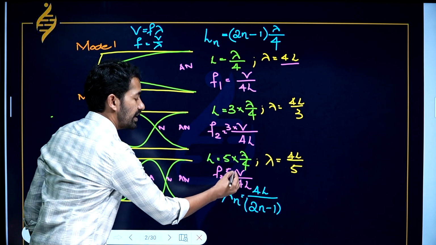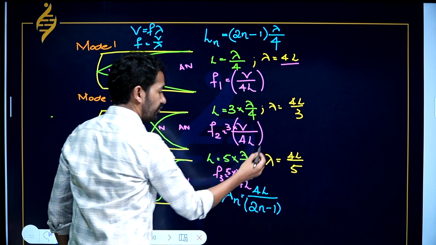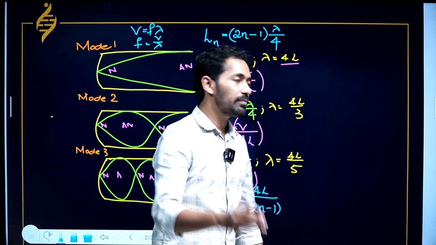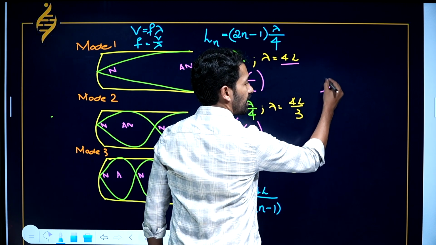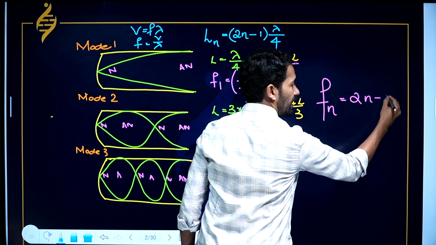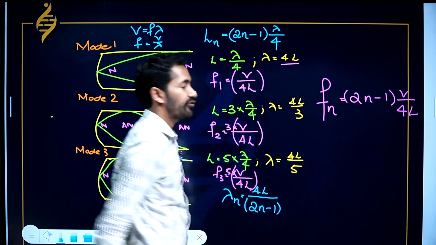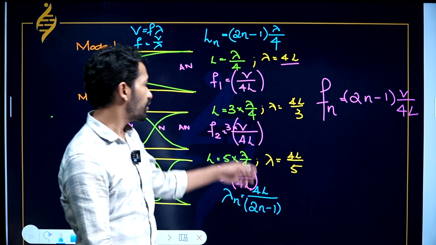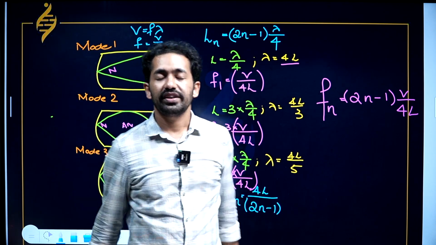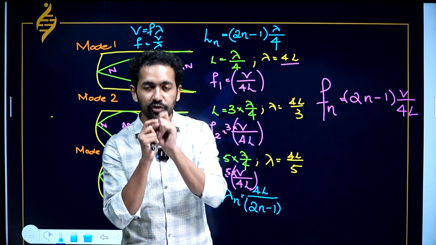So again you are seeing odd multiples of V by 4L as the frequency. See, V by 4L, 3 V by 4L, 5 V by 4L. You are seeing only odd multiples here and again I am writing the general equation for that. Fn is equal to 2n minus 1 into V divided by 4L. So this is the very important point here. You are having only odd multiples of the fundamental frequency here.